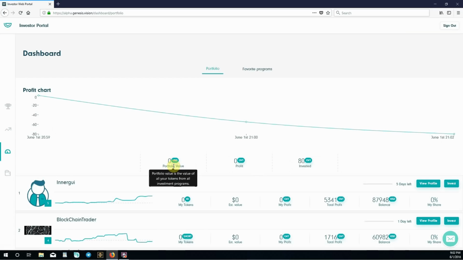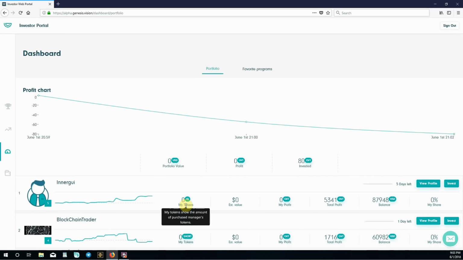Here's the portfolio value, is the value of all of your tokens from an investment program, from all of the investment programs. Not one, but all of them, all together in US dollars. Profit is your total profit from all investment programs and Genesis Vision token value. Invested is a total amount of the invested GVT. So we had 100 to begin, we invested 55 and then 25 for a total of 80 Genesis Vision tokens, and that left 20 in our other wallet.